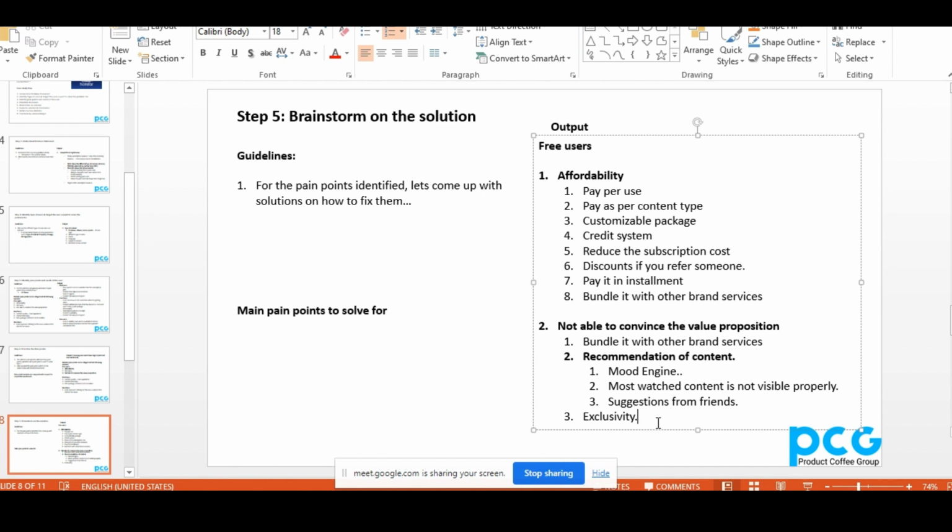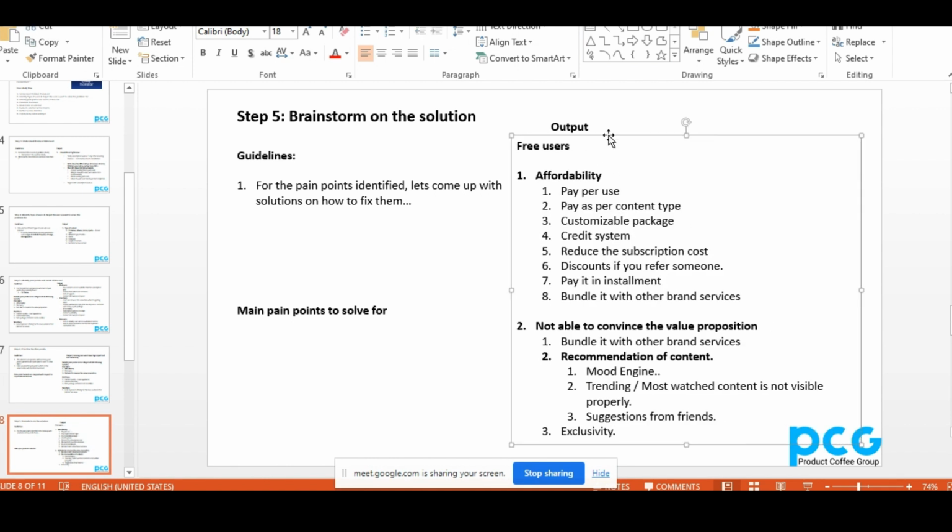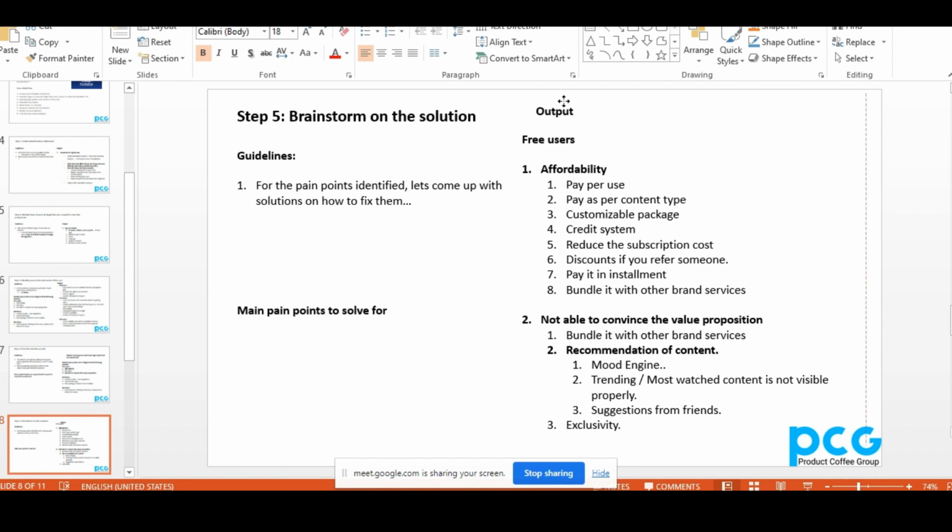One more thing in recommendation could be what is being watched right now. I don't see that in Hotstar, like what's trending. In YouTube you can see what is trending, what you should watch, which show is going viral right now. So the second point: trending, most watched content is not visible properly. Okay, any other separate thing?